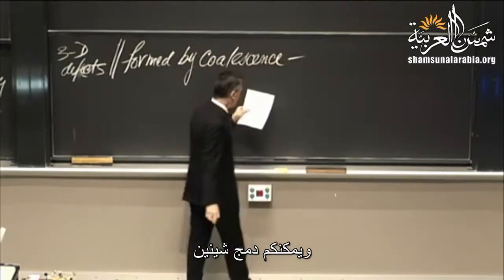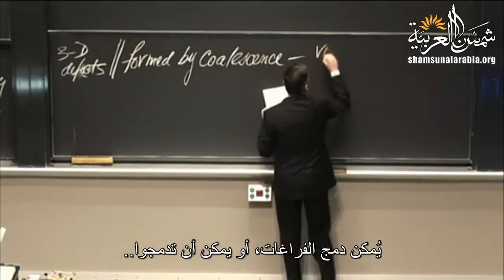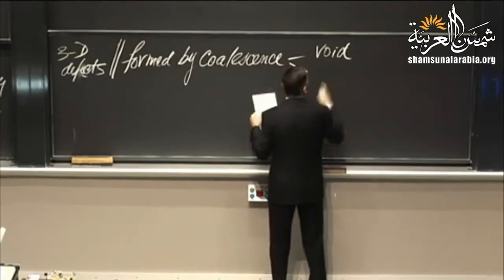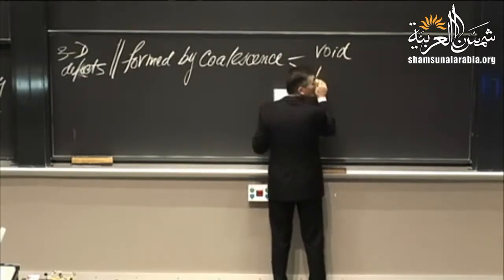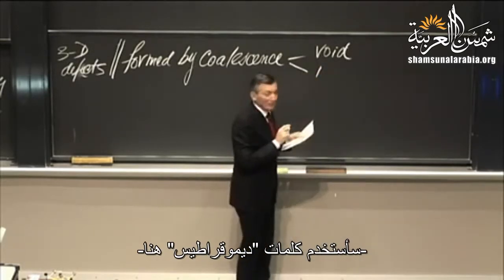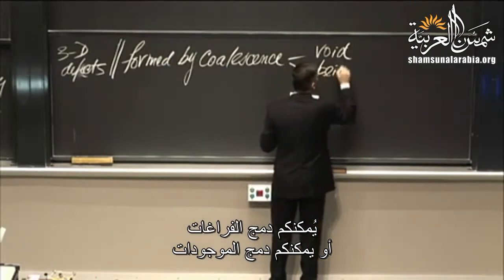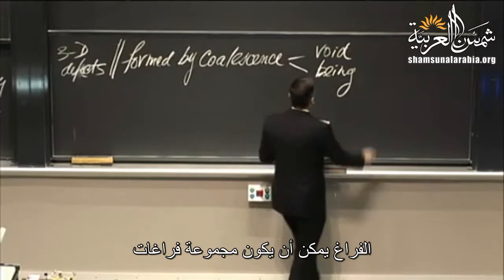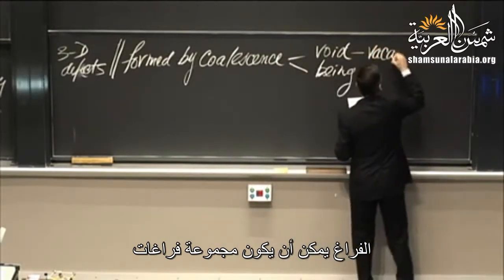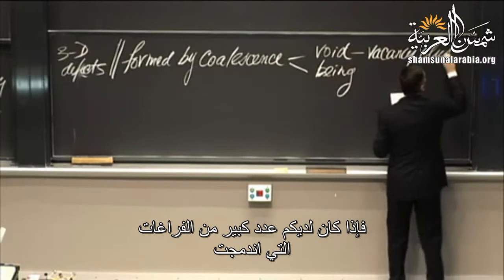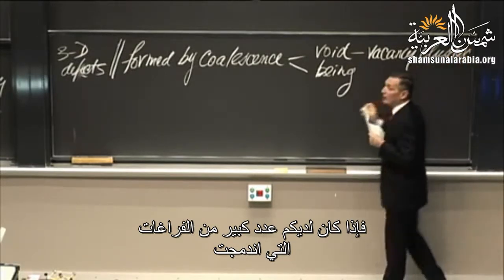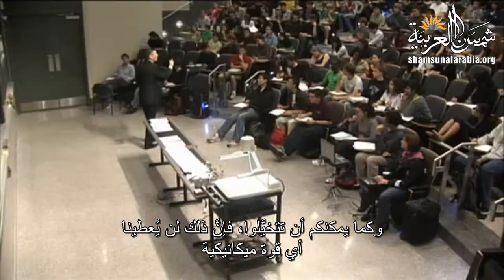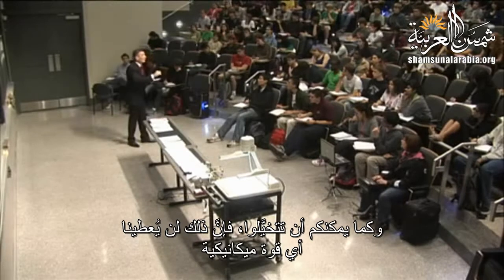And you can coalesce two things. I'm going to use Democritus talk here: you can coalesce void, or you can coalesce being. What do I mean by that? Well, void could be a vacancy cluster. If you have a large number of vacancies coalescing, you'll actually end up with a hole, a blowhole inside the material. And as you can imagine, that has the mechanical strength of nothing.